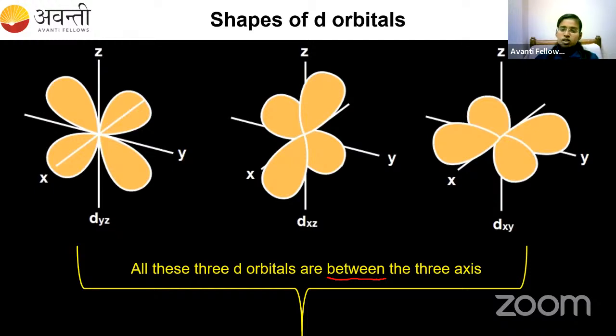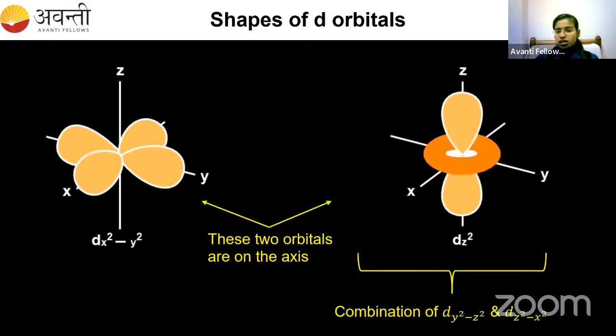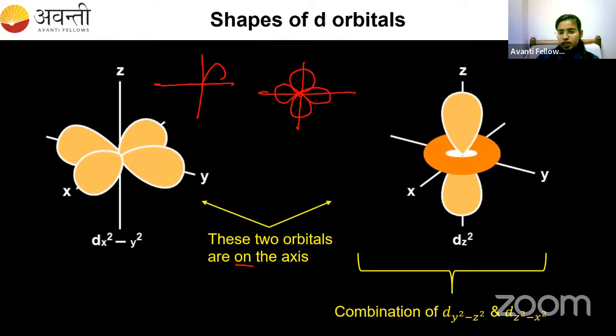Now the fourth and fifth orbitals are dx square minus y square and dz square. For these two orbitals, the lobes are present along the axes, or I can say they are all on the axes. If this is the axis, the lobes will be on the axis. In the previous case, the lobes were in between the axes. I hope this is clear. Do you have any doubts in this?